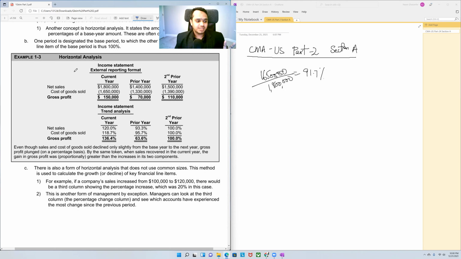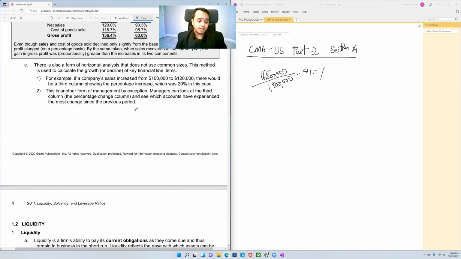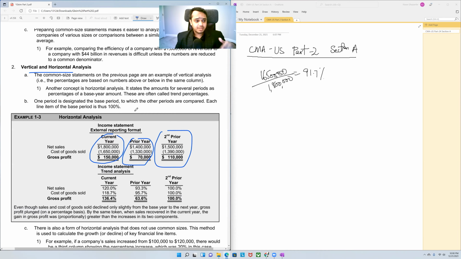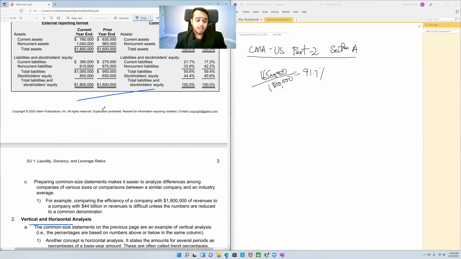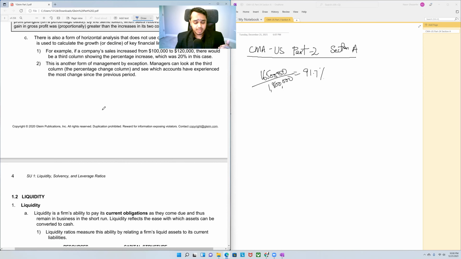In the external reporting format, if you see it in horizontal format, you have the current year, the previous year, and the second prior year, meaning 2 years ago, 1 year ago. You are just having an analysis in that particular format. That's horizontal. And the previous one, the one which we just did, was vertical. This is a vertical analysis, and here comes your horizontal analysis.